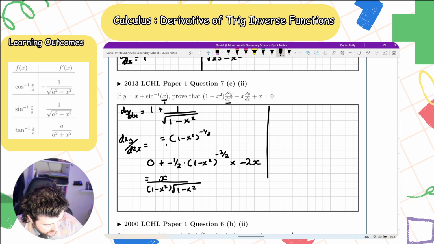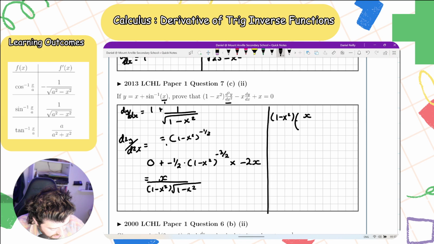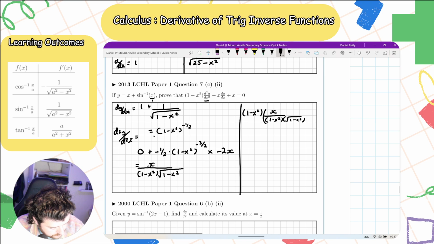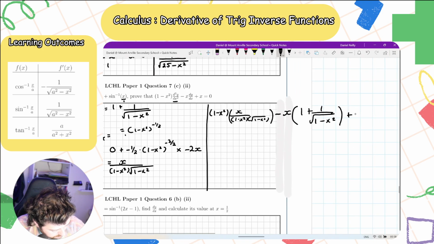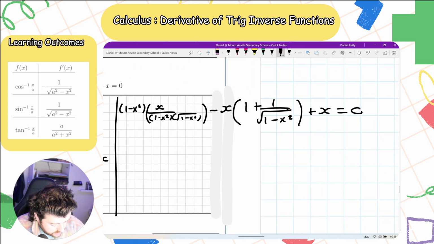Fine, let's now solve this. So 1 minus x squared. That's my second derivative, which is x over 1 minus x squared times root 1 minus x squared, minus x times my first derivative. My first derivative, 1 plus 1 over root 1 minus x squared, plus x equals 0. So let's simplify this.